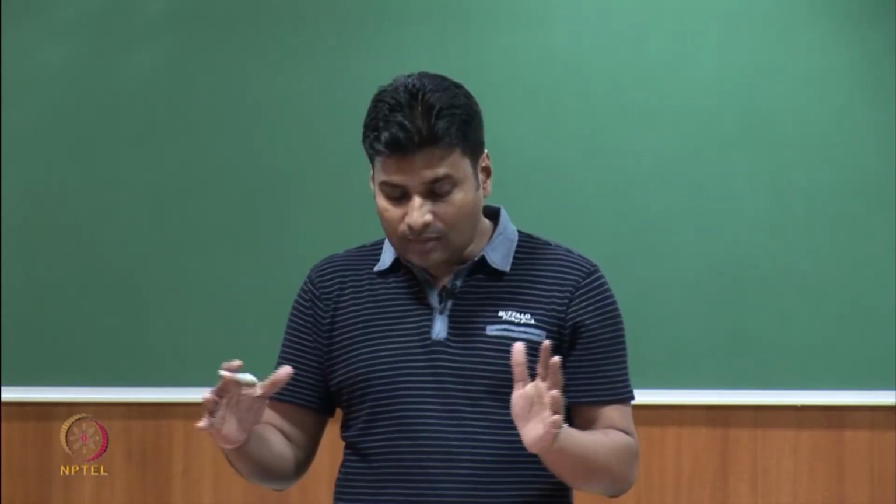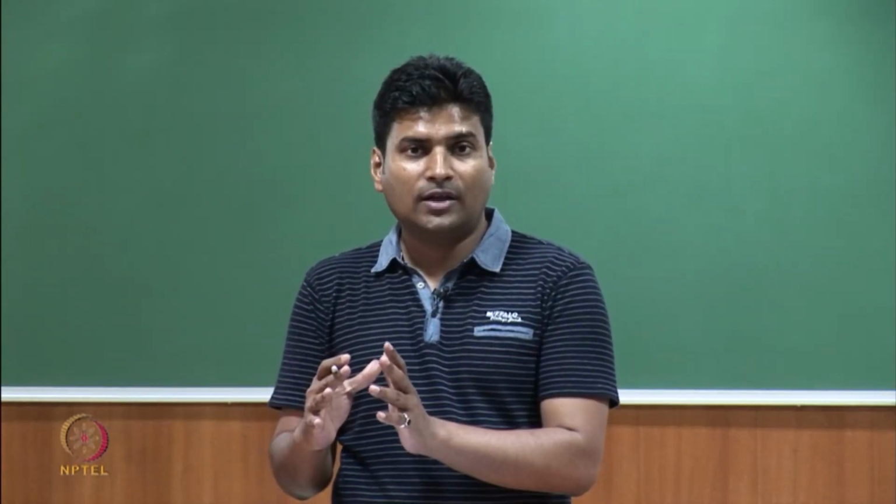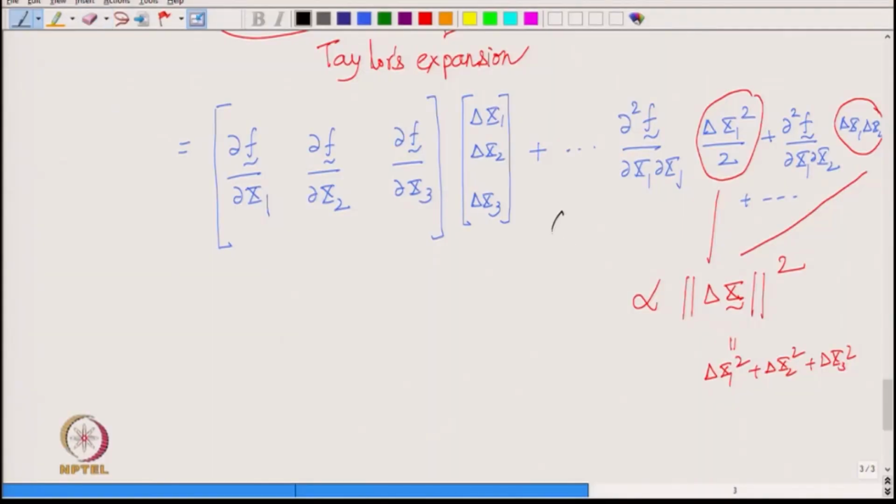So, can we club them all together and simply say the whole thing together is of the order of big O of magnitude delta x square.